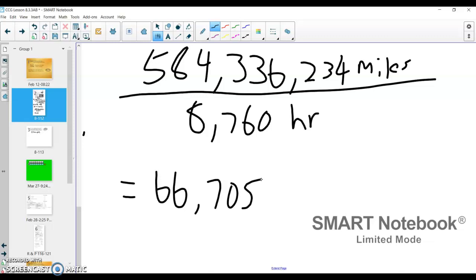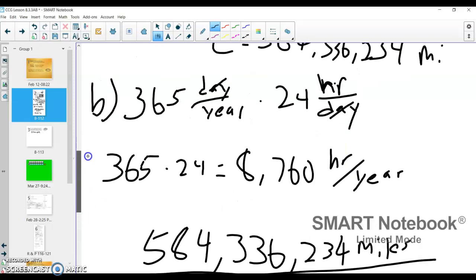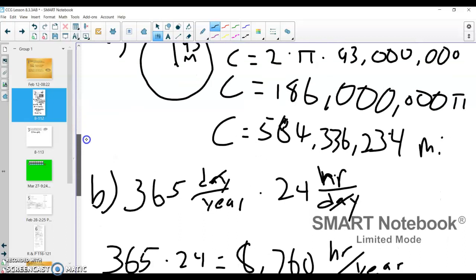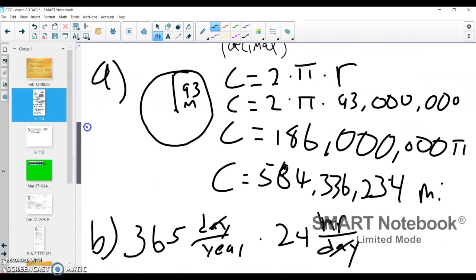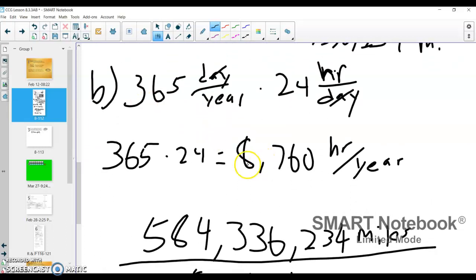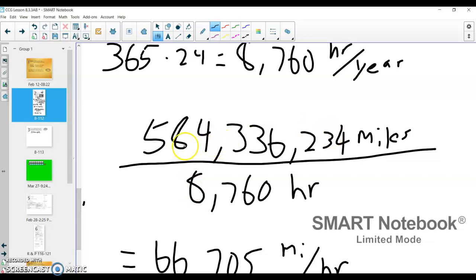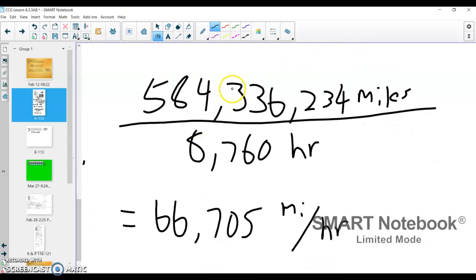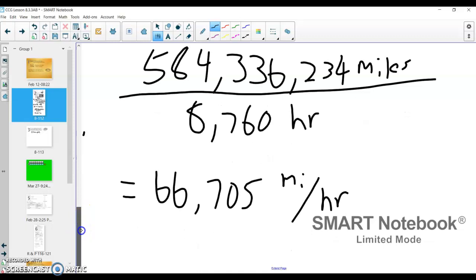We'll leave it there, and it's kind of an approximation, miles per hour. And that's an approximation because, like it said in the problem, the rotation around the sun is elliptical, not circular. So I'm a little off, but that's the idea here. We found the miles traveled around the sun, and then we figured out that there was 8,760 hours in a year. The distance traveled in 1 year is that circumference, which was that 584 million number. And then you took our miles divided by our hours, and so we got miles per hour, which ended up being 66,705. All right, let's move on to the next one.